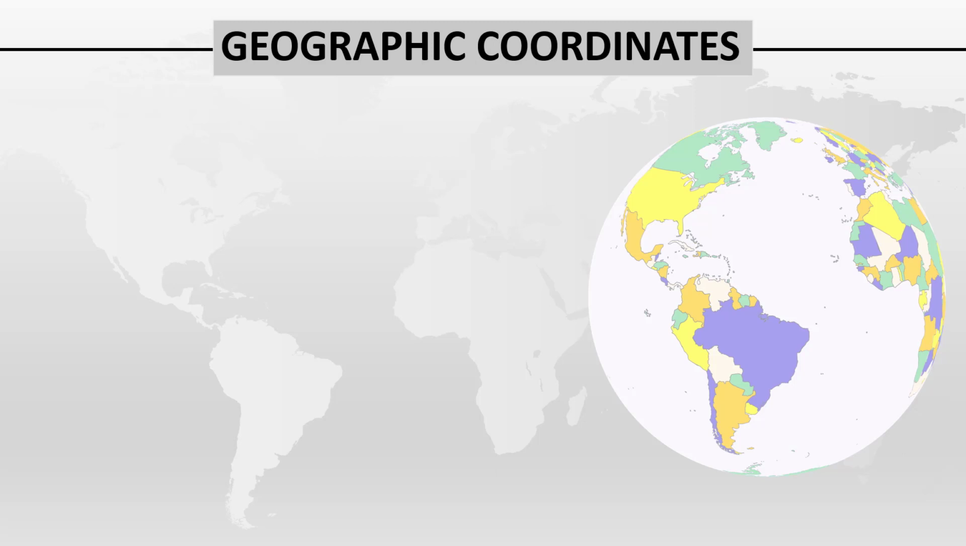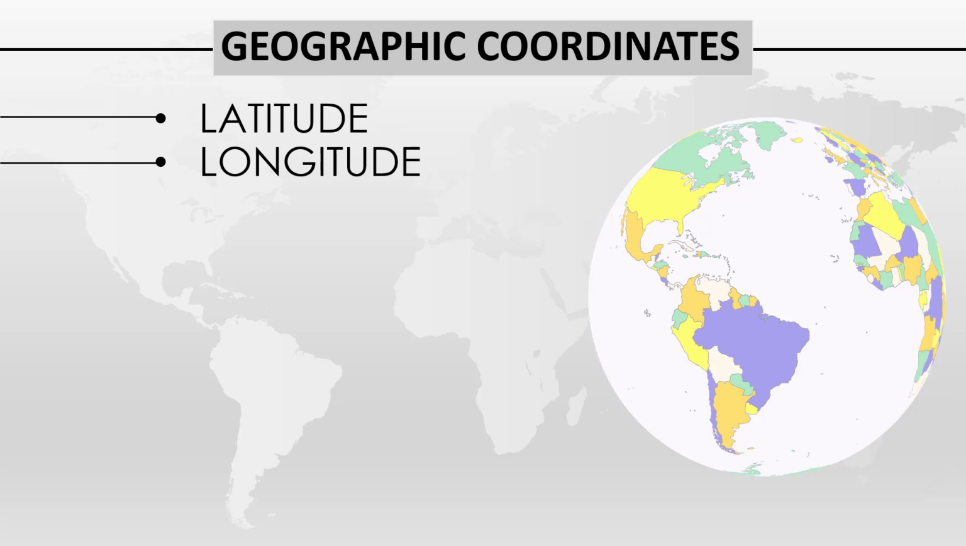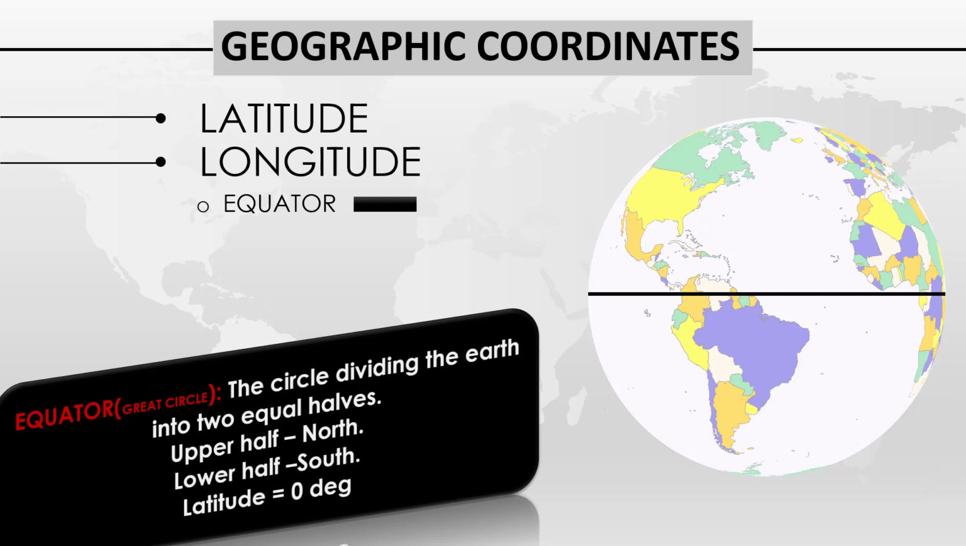On planet Earth, every given point has a specific geographic coordinate, labeled with latitude and longitude. For us to be able to define latitude and longitude, there are a few terms we need to understand. The first is the equator.